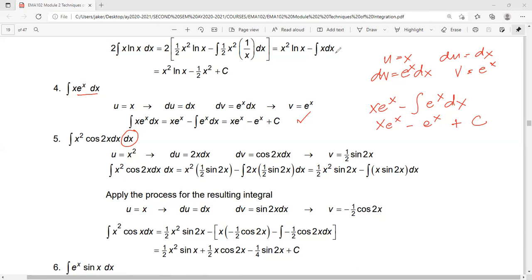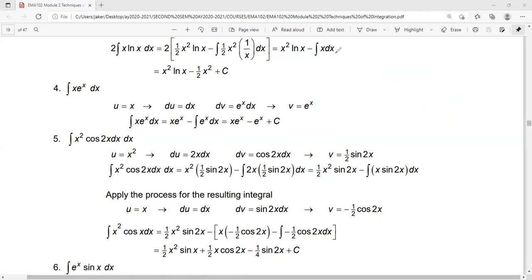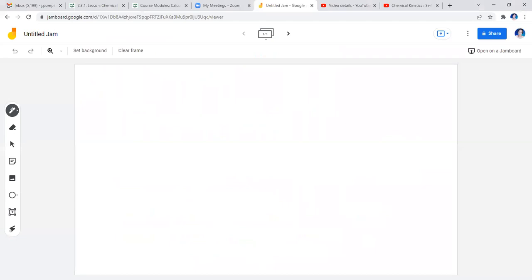Okay, I'll clear my markings here. X squared and cosine of 2x. You share. I can't find my Jamboard class. Wait. There it is. Okay, share. I hope you can see the Jamboard.